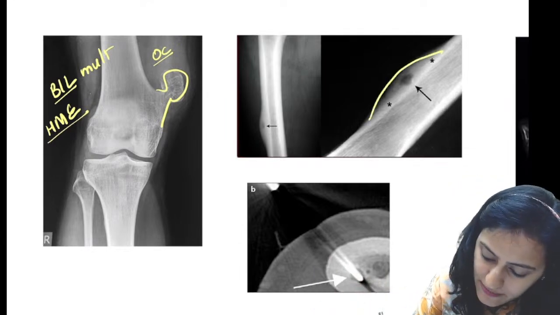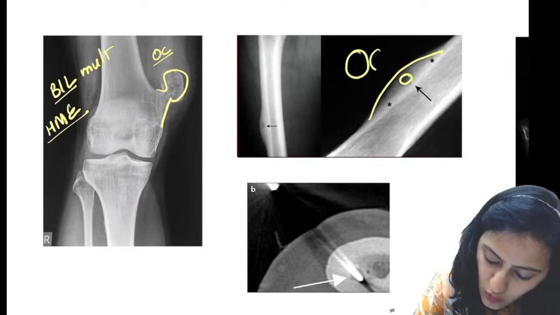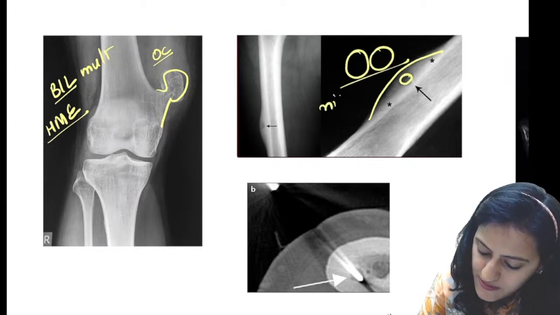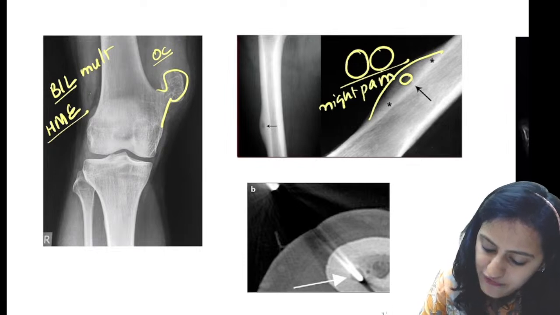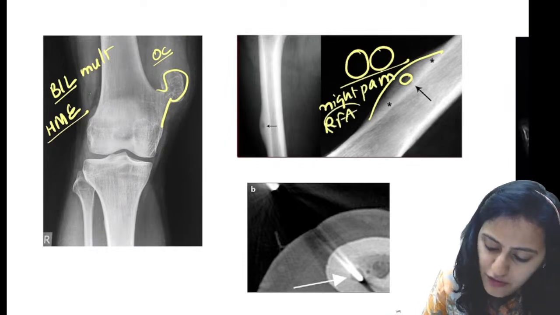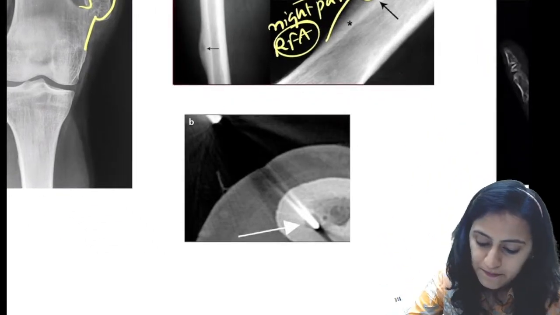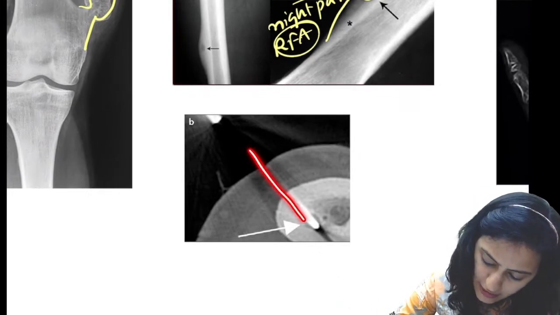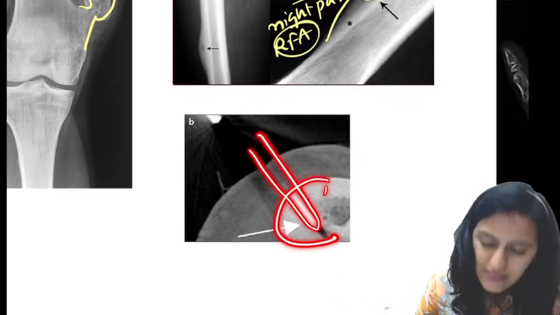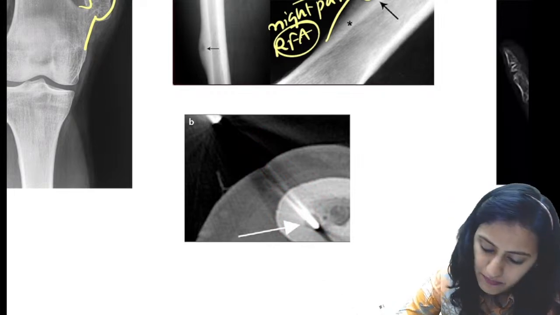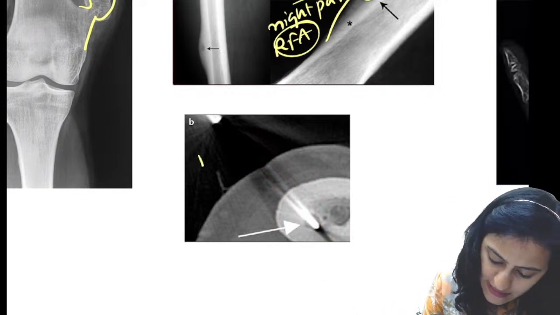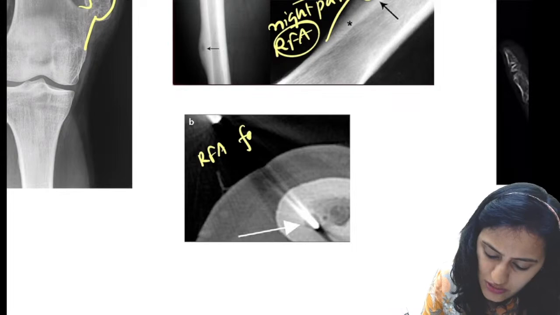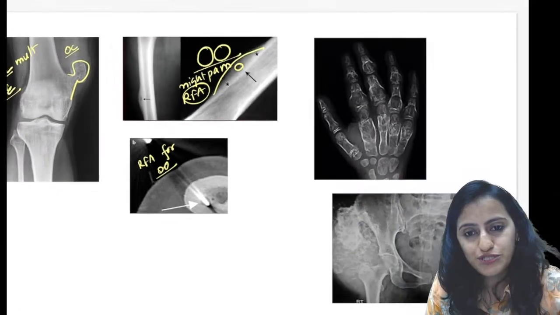This is a cortical based tumor with the nidus within, OO, that is osteoid osteoma, which has the classical history of night pain, and the treatment for osteoid osteoma is RFA. That is what you are seeing here. Look at this electrode going into this area of the cortical thickening of the bone. So this image is basically showing the RFA which is being done for osteoid osteoma.